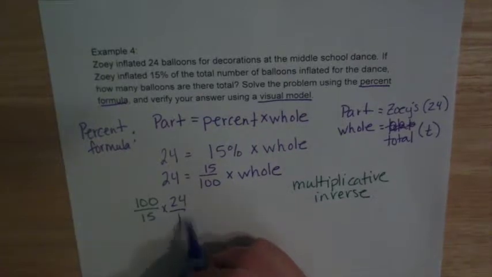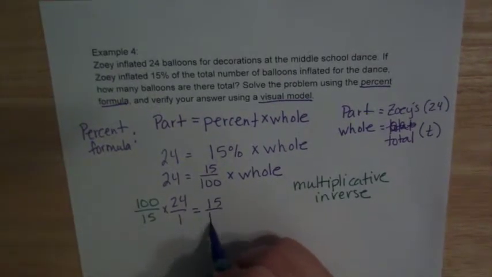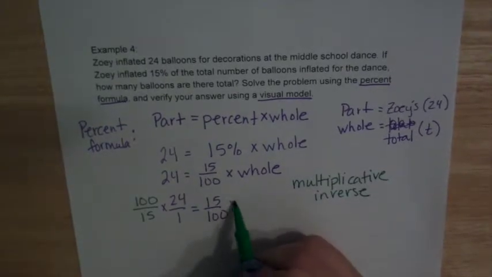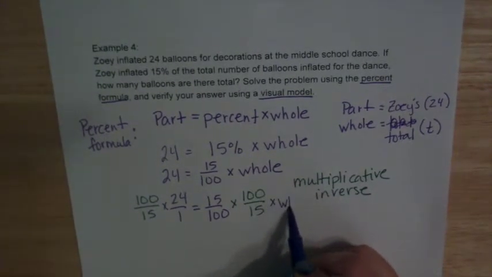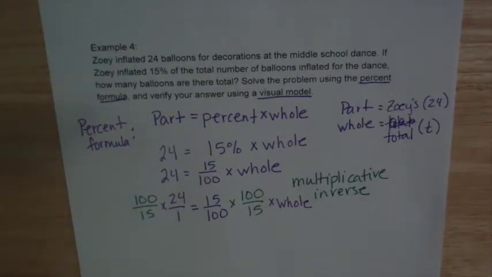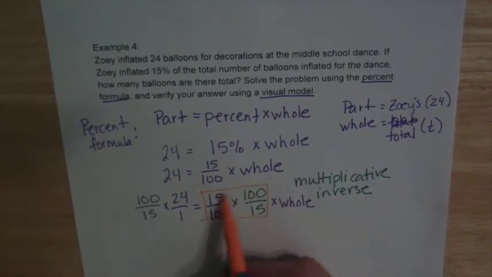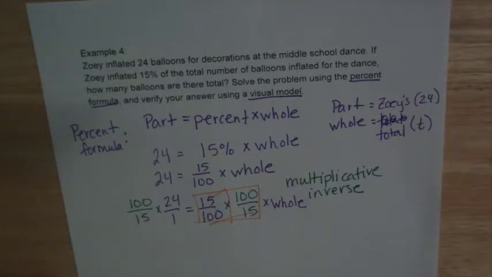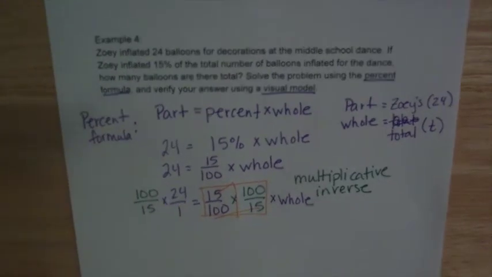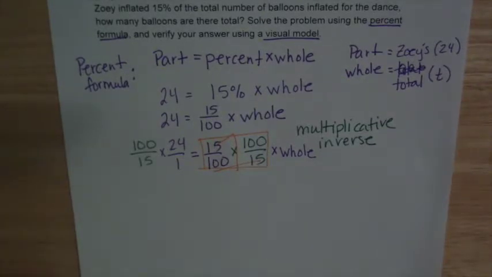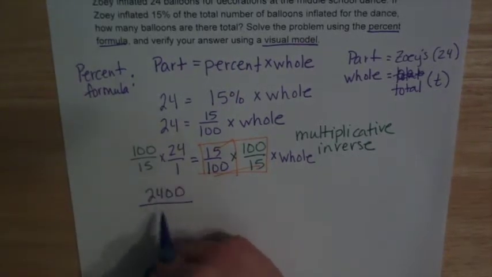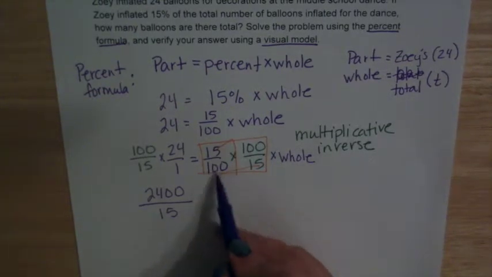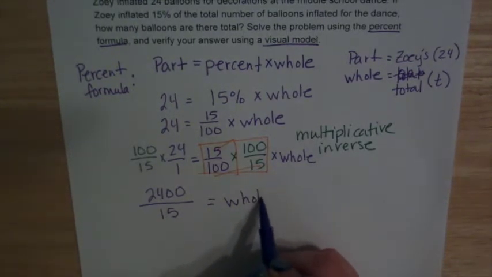times 24 over 1 equals 15 over 100 times the inverse, and then times the whole. Now, when we multiply our original number times the multiplicative inverse, this becomes a 1. And then over on our left-hand side, we can just multiply straight across. So 100 times 24 is 2400 over 15 times 1, which is 15. This becomes a 1.